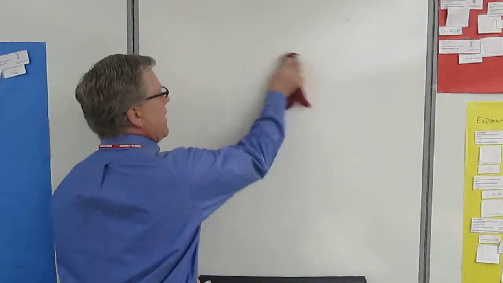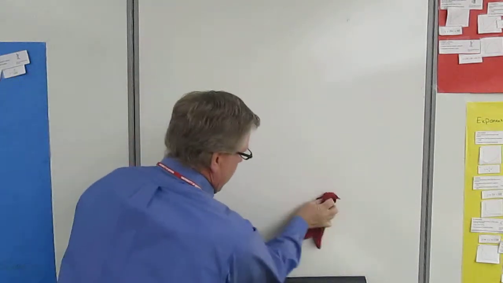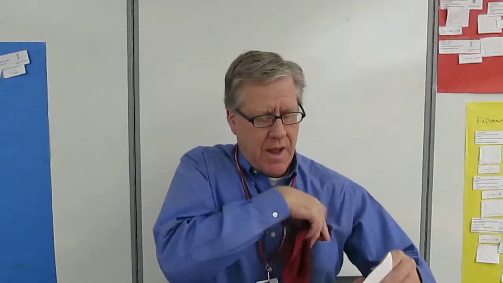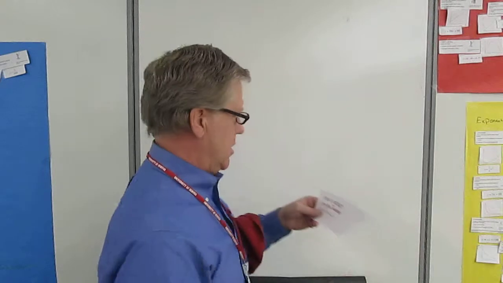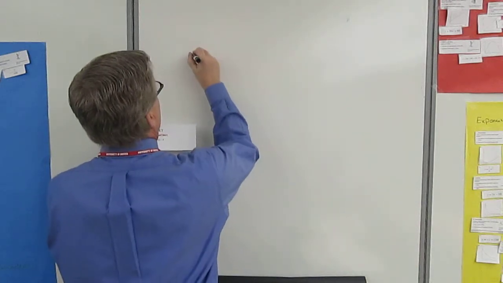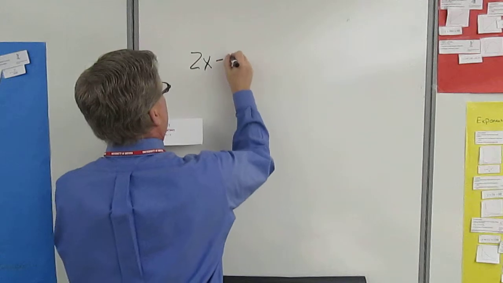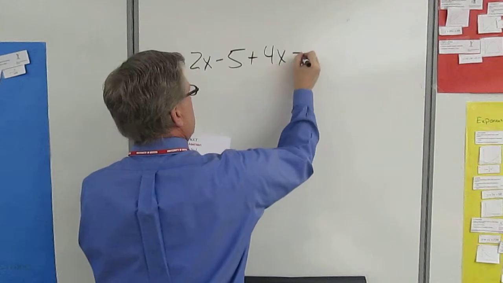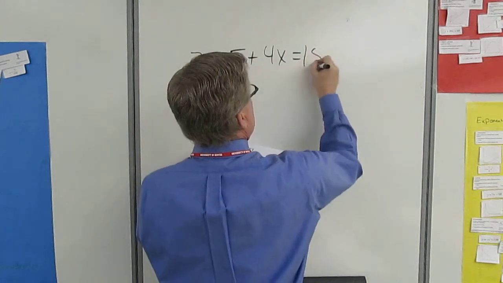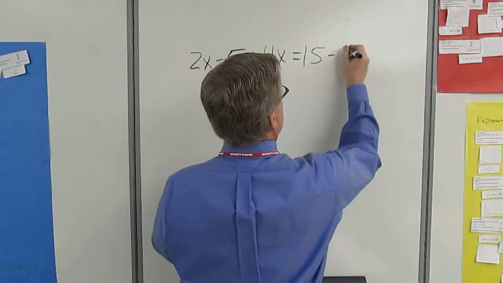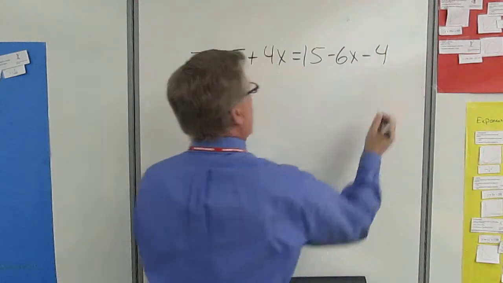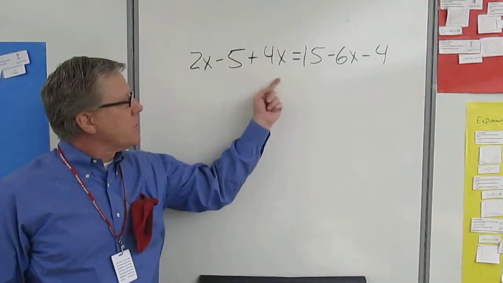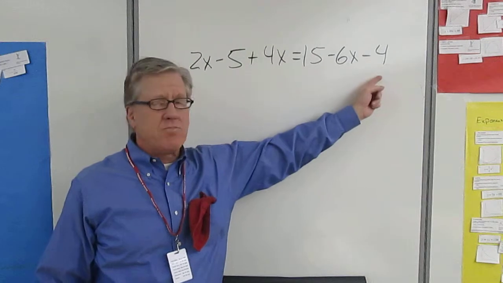The last couple years you've learned everything, how to do this, how to combine like terms, how to add and subtract, multiply to make things simpler. So let's go through this. We've got 2x minus 5 plus 4x equals 15 minus 6x minus 4. All right, here we go. You can do all this. 2x minus 5 plus 4x equals 15 minus 6x minus 4.